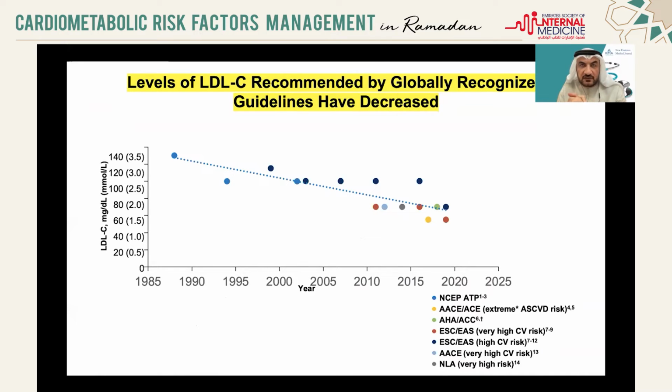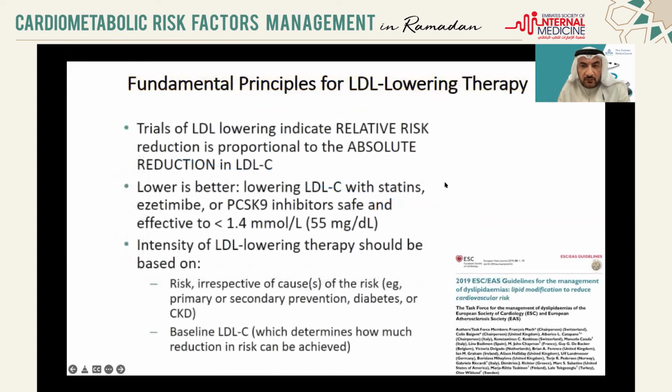The reason for that is we're getting more information based on randomized clinical trials. In the past, we used to have information based on observation, but now we're getting more. The more data you have from randomized clinical trials, the more you refine the best level of LDL to get the benefit. So at the moment, for very high risk, anything below 1.1 is great. That means around 40. So we have new guidelines.